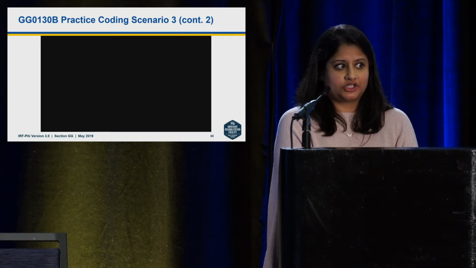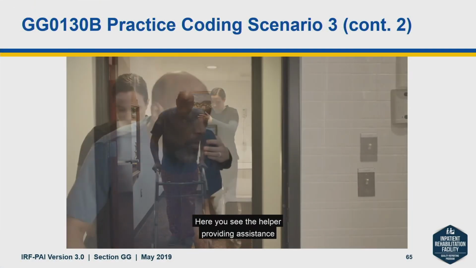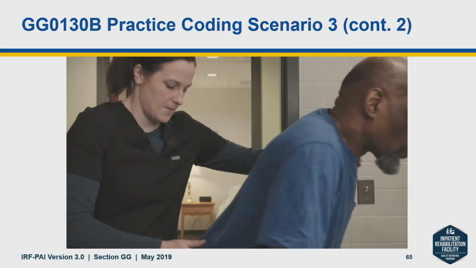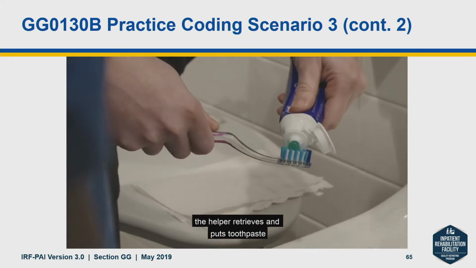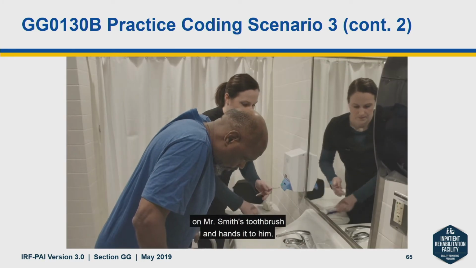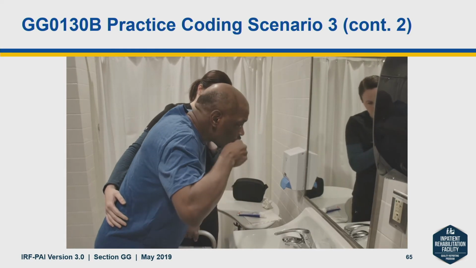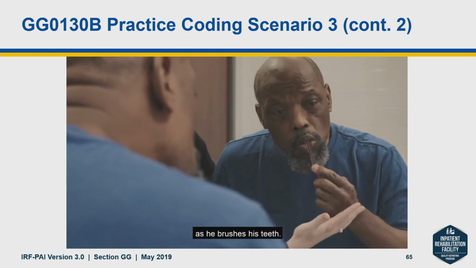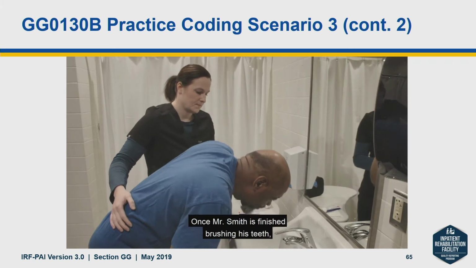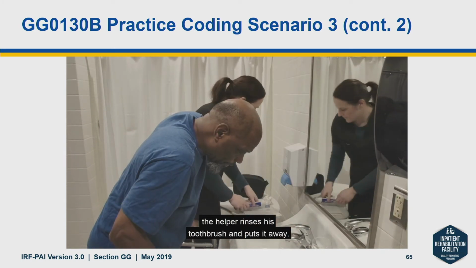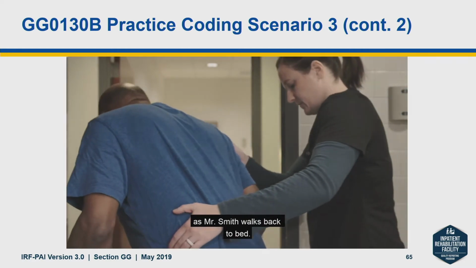All right, so this one you are actually going to practice coding on Slido, so we'll do the video first. Here you see the helper providing assistance to Mr. Smith as he walks to the bathroom. Once in front of the bathroom sink, the helper retrieves and puts toothpaste on Mr. Smith's toothbrush and hands it to him. The helper then steadies Mr. Smith's arm as he brushes his teeth. Once Mr. Smith is finished brushing his teeth, the helper rinses his toothbrush and puts it away. The helper then provides steadying assistance as Mr. Smith walks back to bed.